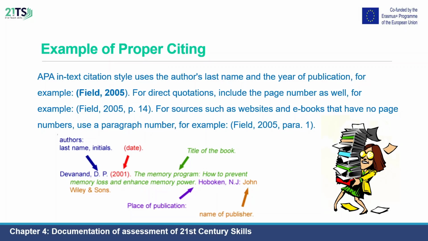APA in-text citation styles use the author's last name and the year of publication, for example, Phil 2005. For a direct quotation, include the page number as well, for example, Phil 2005, page 14. For sources such as websites and ebooks that have no page numbers, use paragraph numbers, for example, Phil 2005, paragraph 1.